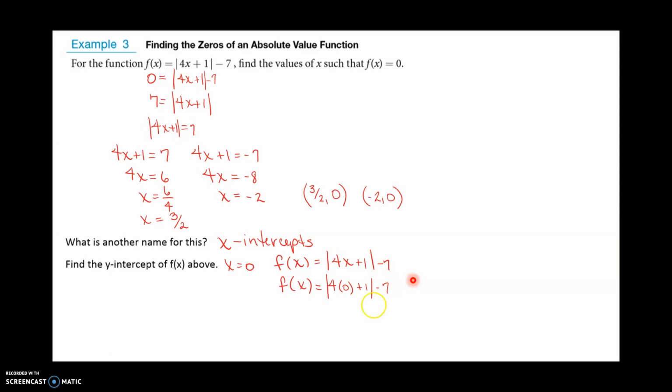All right, so we could say 0 plus 1 is 1. Absolute value of 1 is 1. Minus 7 is going to give us -6. And so there's our y-intercept. So again, x-intercepts or zeros of the function, and then y-intercept.